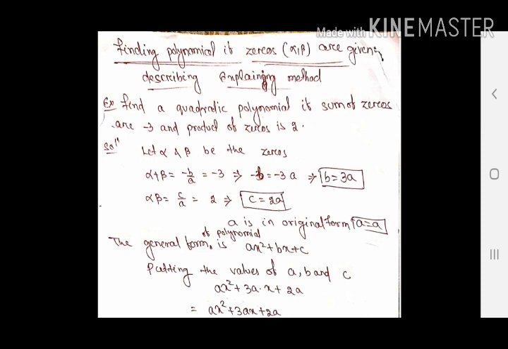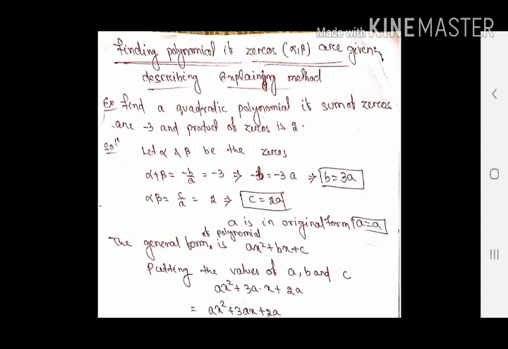So it is ax square plus bx plus c, as we have already discussed. Then we will put the values of a, b, c here. So what is a? A is a itself. So ax square plus b. What is b? b is minus 3a. Then minus 3ax plus c. What is c? c is 2a. Means putting the values of a, b and c in the general form, what am I getting? I am getting ax square plus 3ax plus 2a.